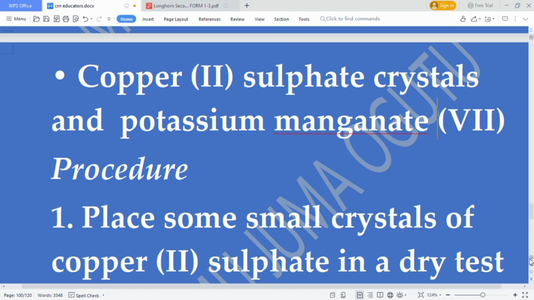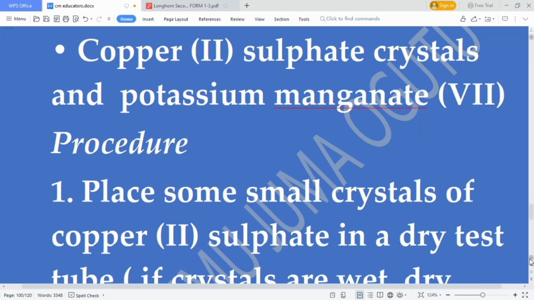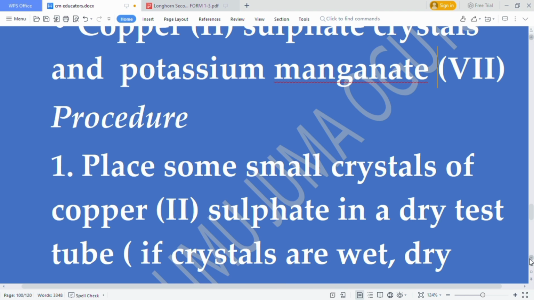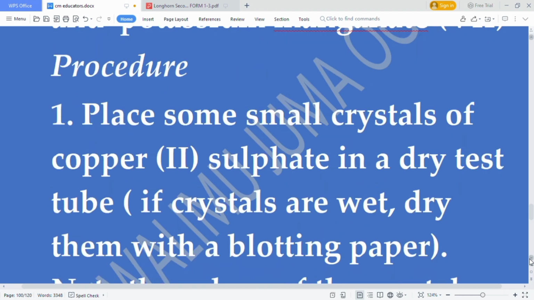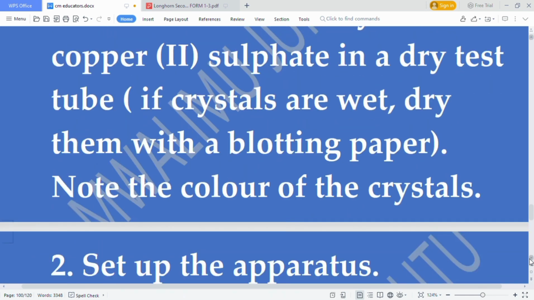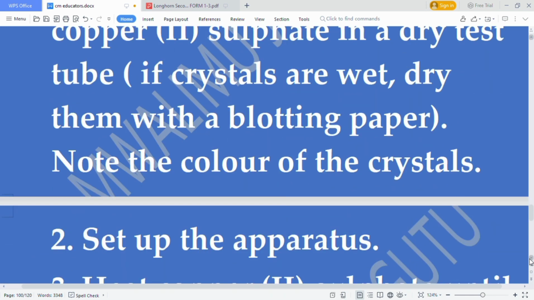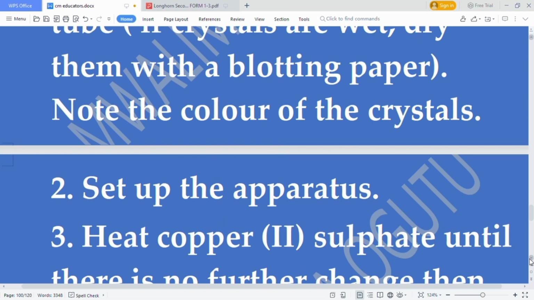So we place some small crystals of copper 2 sulfate in a dry test tube, and if the crystals are wet, we dry them with a blotting paper. So we note the color of the crystals. So we heat copper 2 sulfate until there is no further change.